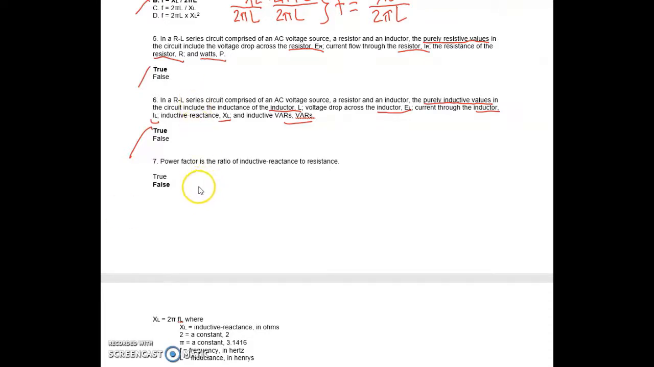Number 7, true or false? Power factor is the ratio of inductive reactance to resistance. So the question is basically asking, is power factor equal to X sub L over R? That is not equal. That is not a true statement. It is a false statement. If you look at Appendix B or the chapter reading, you will not find this formula.